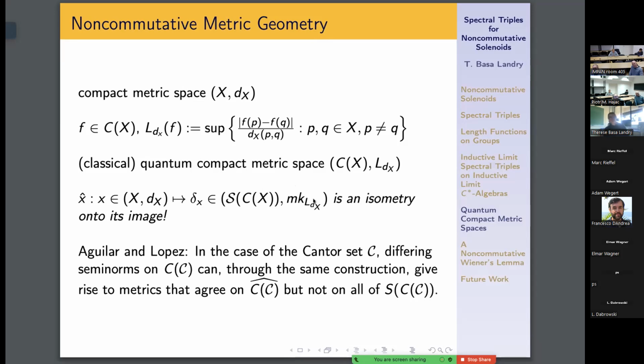And if we develop tools from non-commutative geometry, then we have an enriched framework in which to study commutative spaces. Here's another commutative setting, even just the commutative setting of the Cantor set: Aguilar and Lopez showed that you could still have metrics that agree on the Dirac measures, but differ on a dense set outside of the Dirac measures. And so these are still different quantum compact metric spaces in the commutative setting, even though you can still recover the metric of the original space.